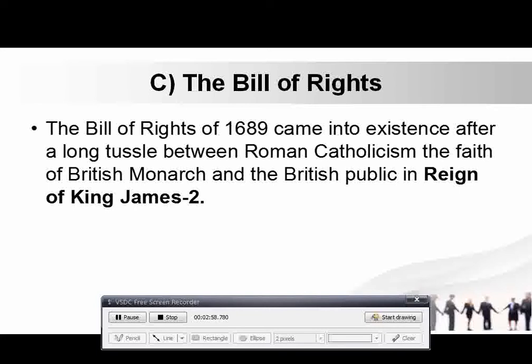Suspending or executing law by the crown without the consent of Parliament was declared null and void. Levying taxes by the crown without the consent of Parliament was declared illegal. Recruiting or keeping an army by the crown without the consent of Parliament was declared illegal. Freedom of speech in Parliament was not to be questioned in any court. Trials had to be through jury.